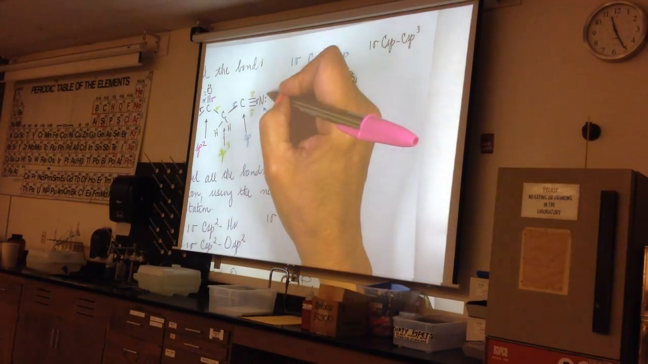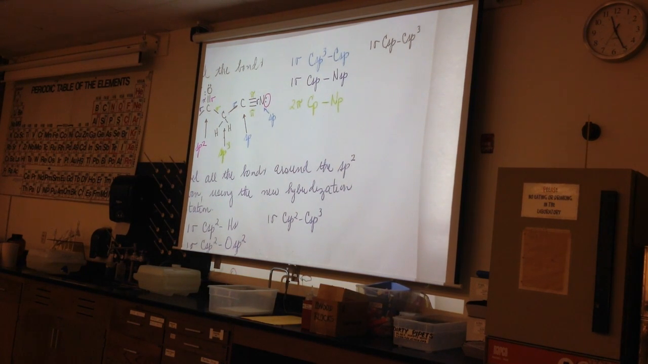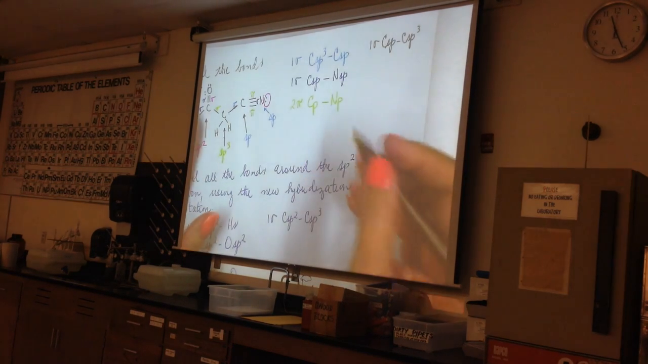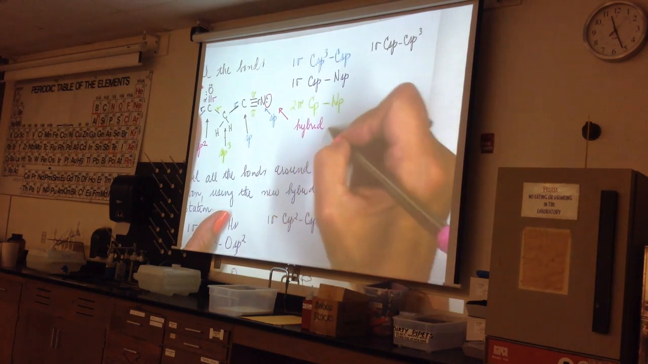Where are those lone pairs located? Where are these lone pairs then located? Is everybody seeing that? The lone pairs here have to be then in a hybrid sp orbital.